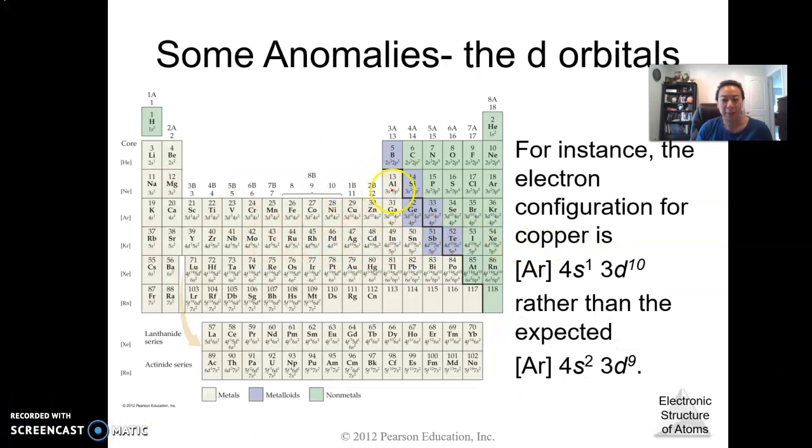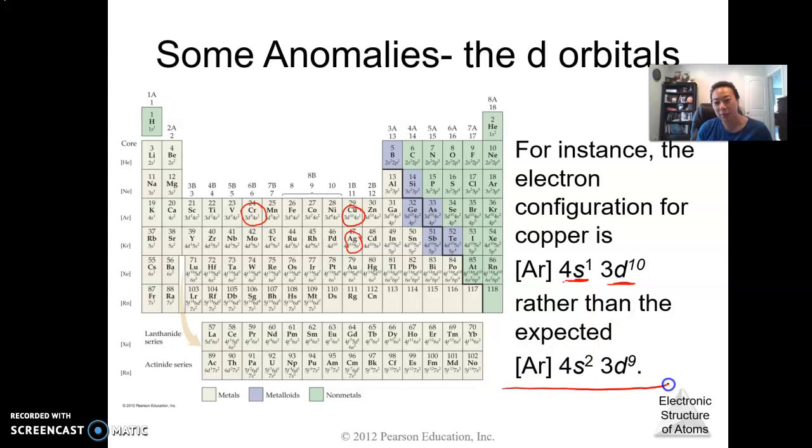Last piece of information that I need you guys to know is there are some anomalies. So there are three elements that sit inside the transition block that you need to know. I'm going to circle three right now. These are the three I've seen just because they're more common elements: silver, copper, and chromium. There's this one too, molybdenum, whoever's used it before. I can't even pronounce it. Okay, so these three elements do something unique. What they do is they promote an s electron into the d orbital.